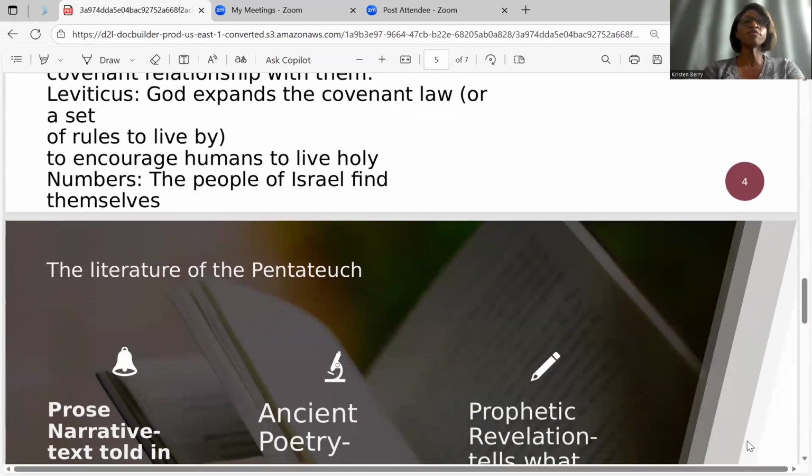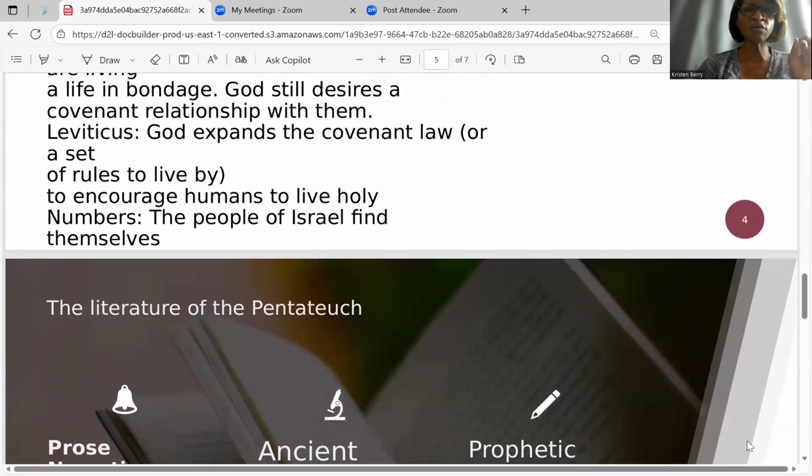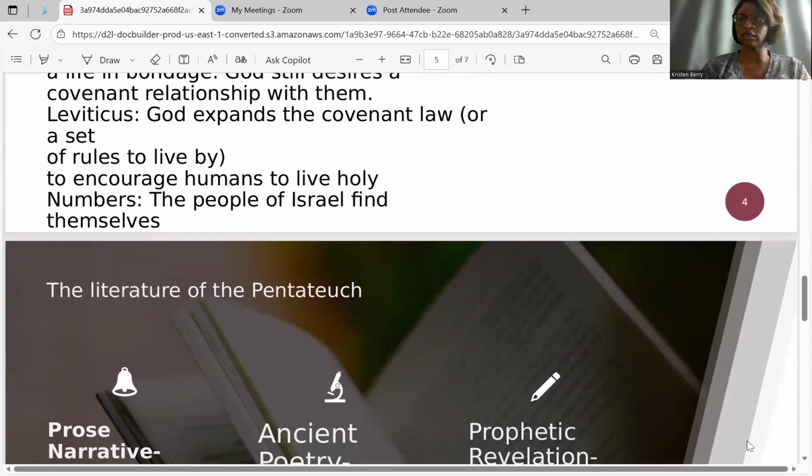Okay. The people of Israel in the Book of Numbers find themselves in a census. They're caught in a census.